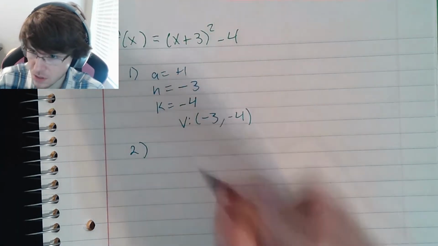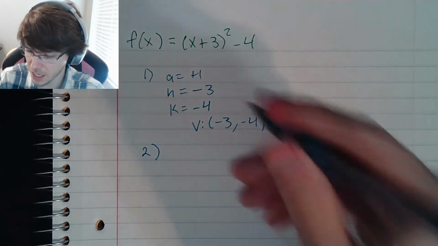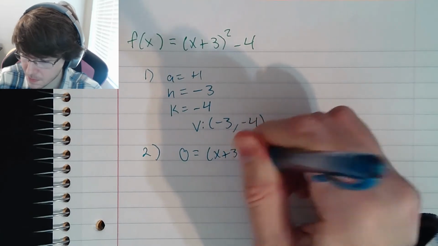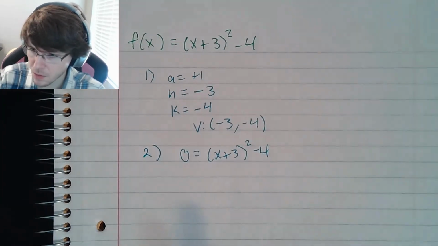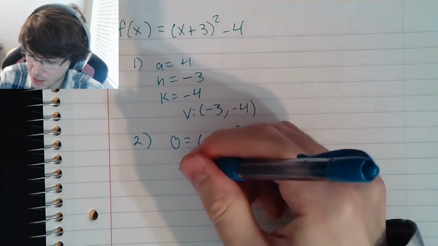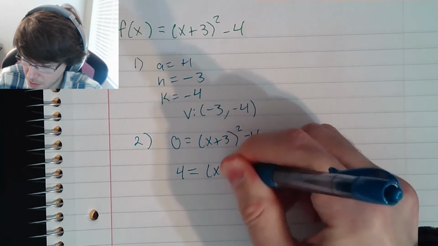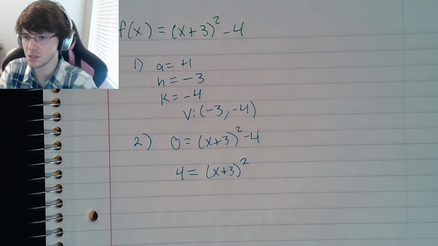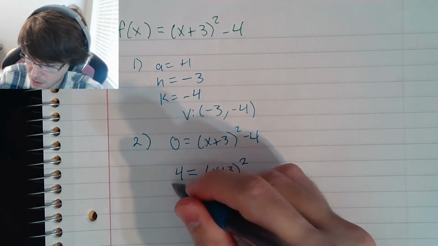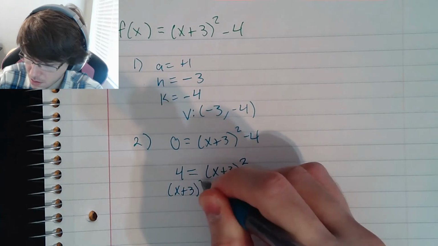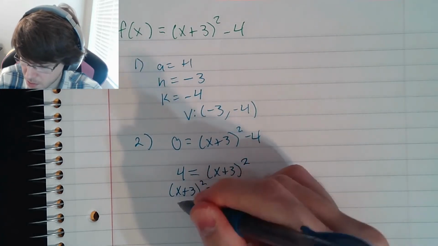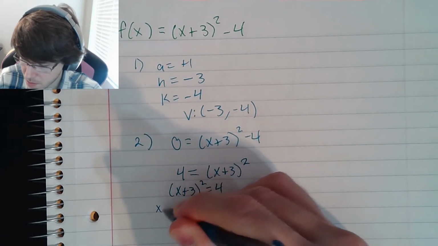Step number 2. We're going to make f of x equal to 0. We're going to take that negative 4, move it to the other side to make this positive 4. We're going to switch the positions of (x plus 3) squared and 4 there. We're going to take the square root of both sides and make it 2 separate equations.